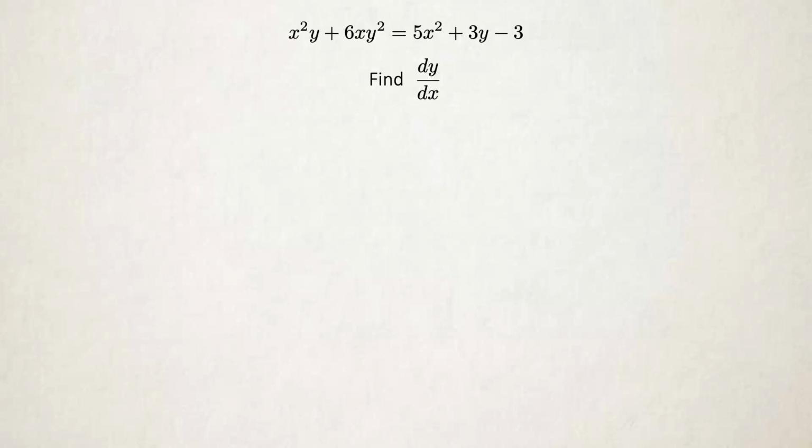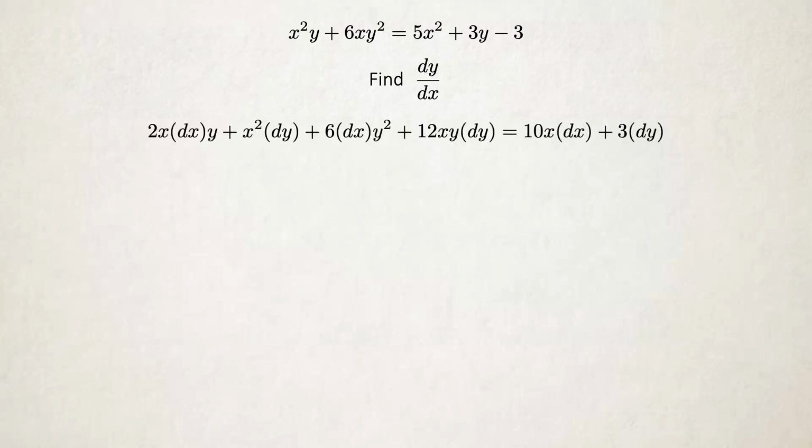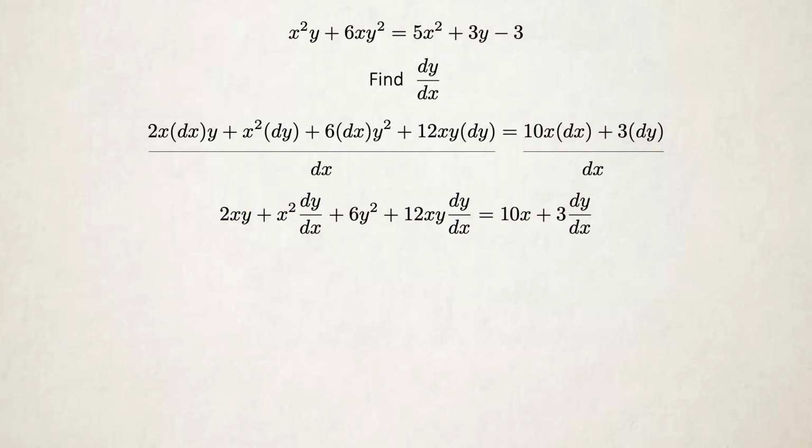On the other hand, if you take the implicit approach, then you can start to take a derivative of each term, considering both x and y in the same way. For example, the derivative of each term will be 2xy dx plus x squared dy plus 6y squared dx plus 12xy dy equals 10x dx plus 3 dy. Now dividing both sides by dx gives 2xy plus x squared dy/dx plus 6y squared plus 12xy dy/dx equals 10x plus 3 dy/dx.